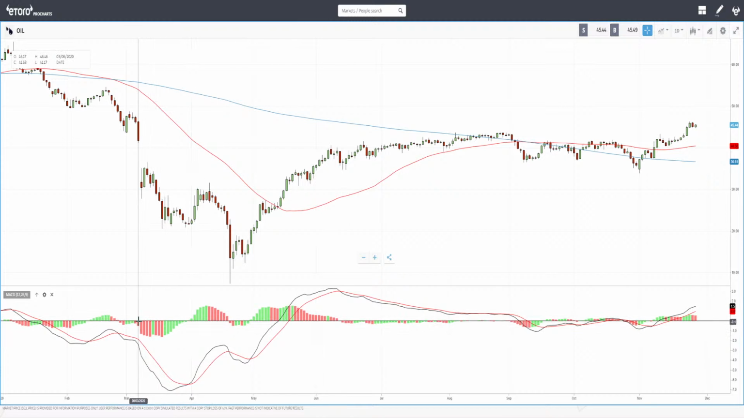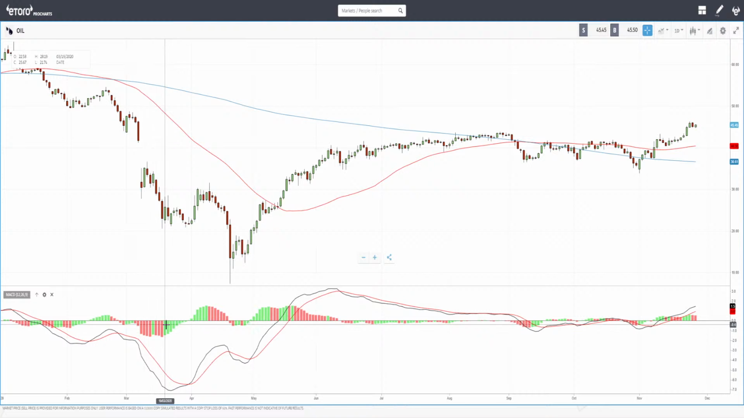We also have this histogram here, and the histogram shows the distance between the two moving averages. The further these two moving averages are apart, the bigger the histogram. It also shows whether you have positive days of price action or negative days. So you can still have days where prices are bearish and price action is going down, but still have a positive day.